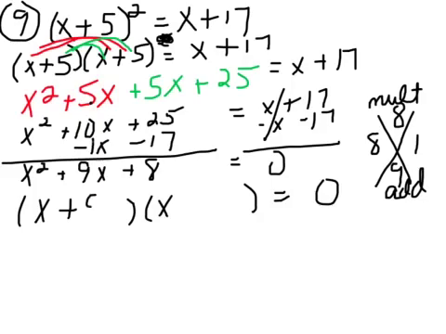It's positive numbers, so it's x plus 8, x plus 1. To solve, I take each of those factors and set them equal to 0.